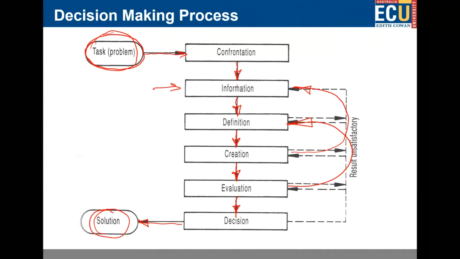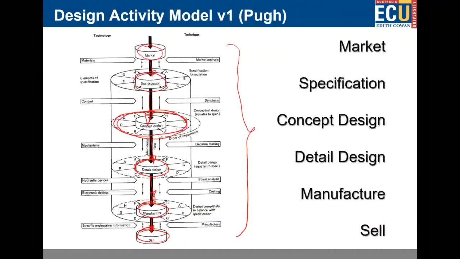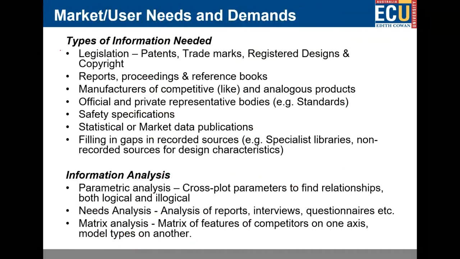So when you're looking at this information gathering point here, you'll go through and maybe gather some bits of information like this. Okay, what helps with analyzing some of this information? Well, you can look at parametric analysis, so cross-plot parameters to find relationships, both logical and illogical. A needs analysis, so analysis of reports, interviews, questionnaires, or you can have a matrix analysis. So a matrix, which is competitors on one axis, model types on another, for instance. Okay, so there's lots of other ways to analyze this information as you gather it.